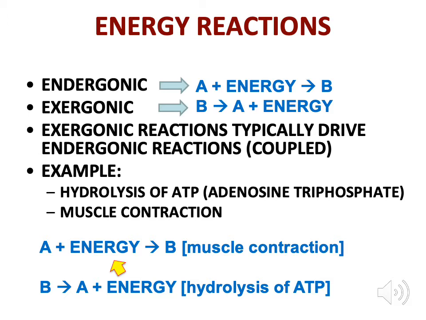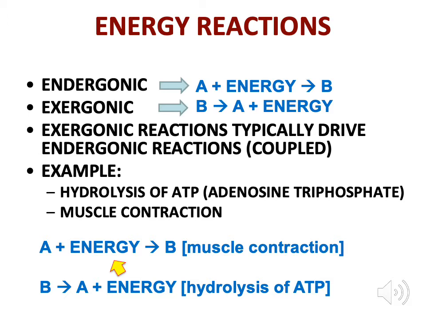I see the muscle contraction reaction, I see the hydrolysis of ATP reaction, and I have also included an arrow showing you that you cannot have one without the other, because if hydrolysis of ATP releases energy, that energy needs to go somewhere. Oh, we're going to use it in the contraction of the muscle. And if we're going to contract the muscle, where does that energy come from? Comes from the hydrolysis of ATP. Make sure you know what are endergonic reactions, what are exergonic reactions, and what we mean by coupled reactions.